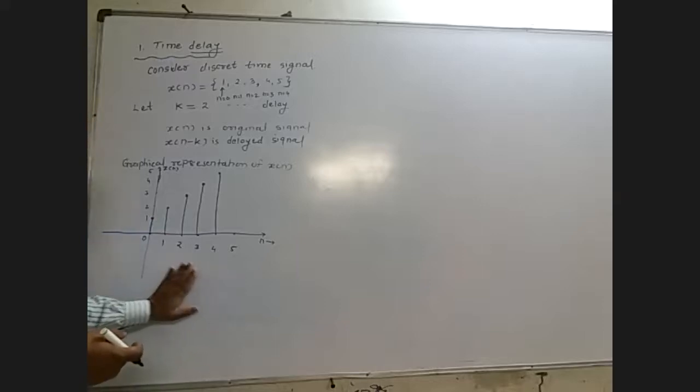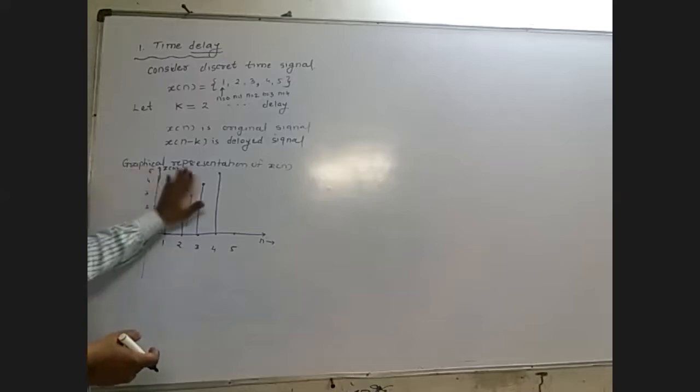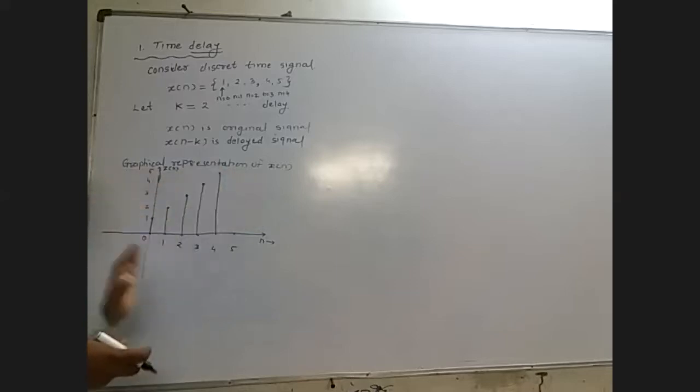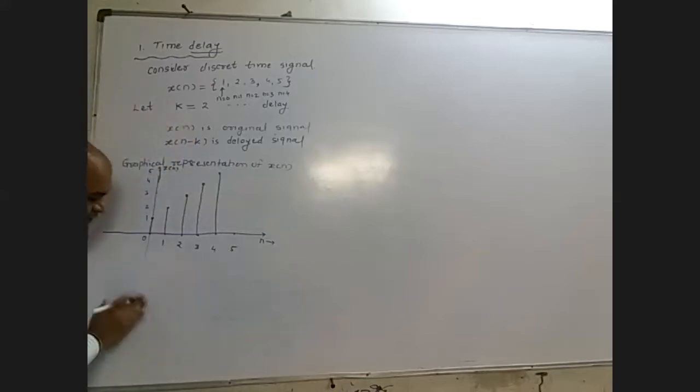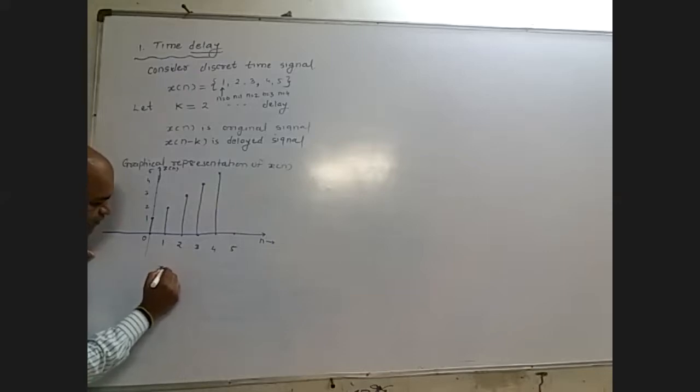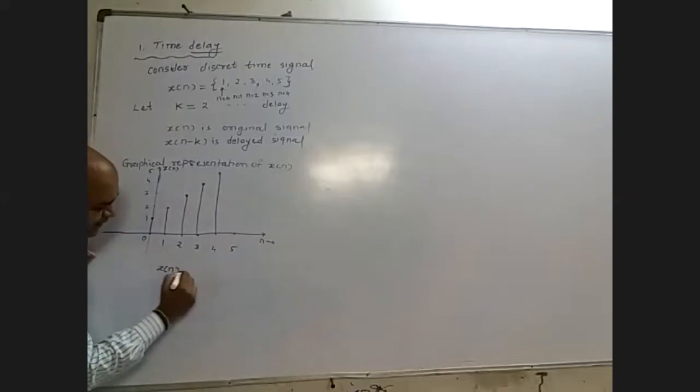Now, at this moment, you know the graphical representation of x of n. Now we will go for how you can find the delayed signal. Here I write this value for your understanding. At this moment, you know n and x of n. So here I write the x of n.